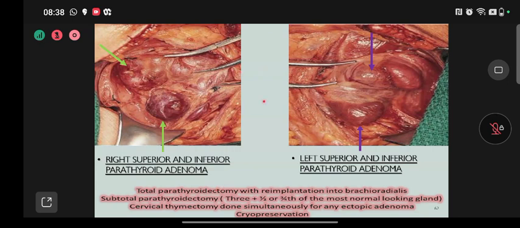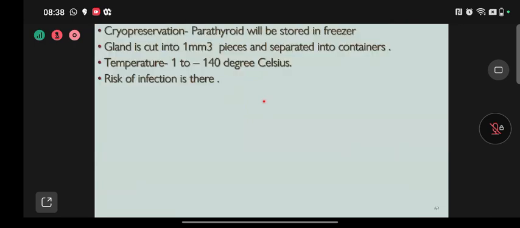And coming to the cryopreservation, this is a technique in which the parathyroid will be stored in a freezer. The gland is cut into 1 mm cubic pieces and separated in the containers. The temperature used in the cryopreservation is from 1 degree to minus 140 degrees Celsius, and risk of infection is there as the parathyroid is stored in a freezer along with the other samples.